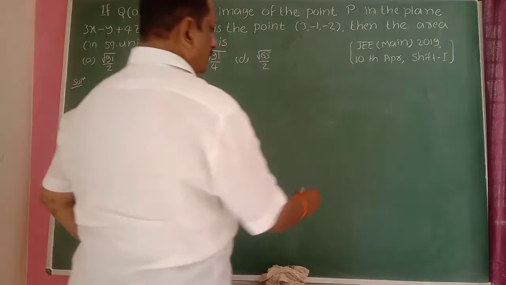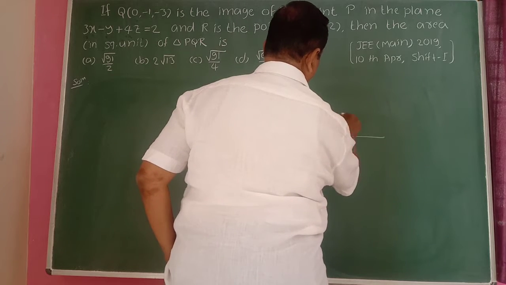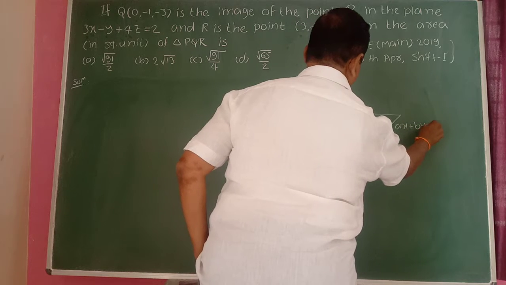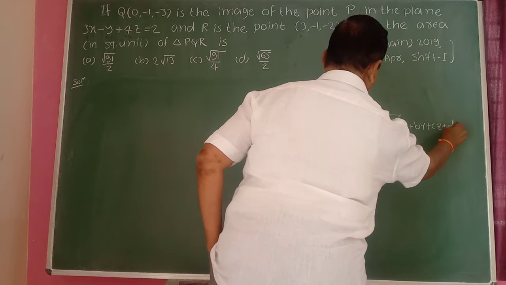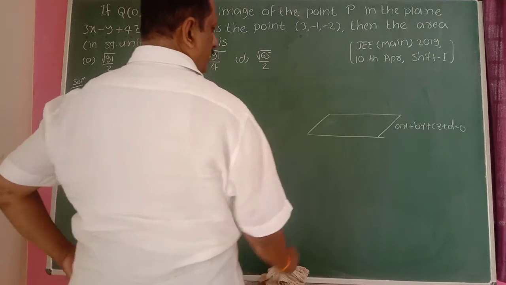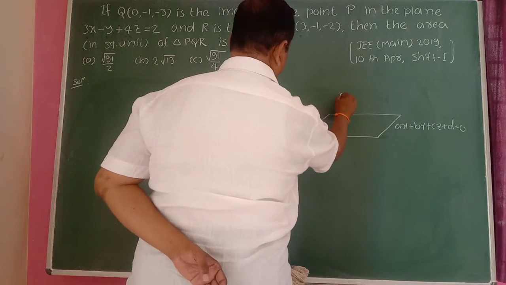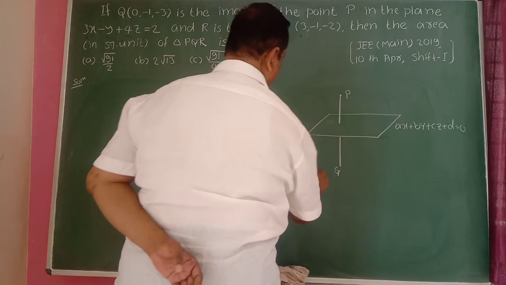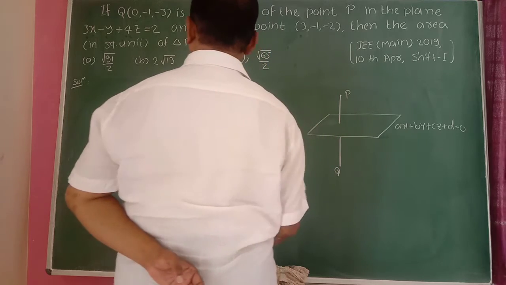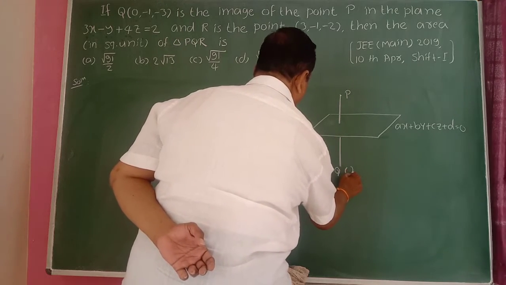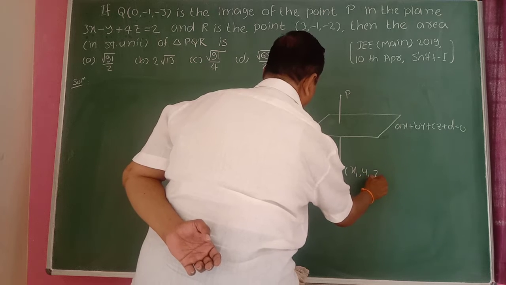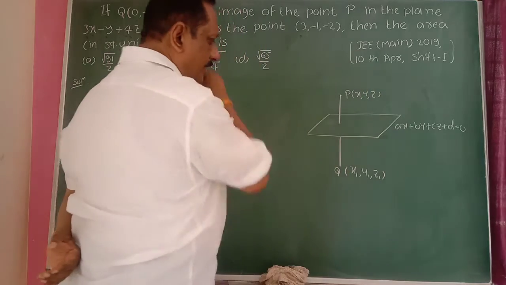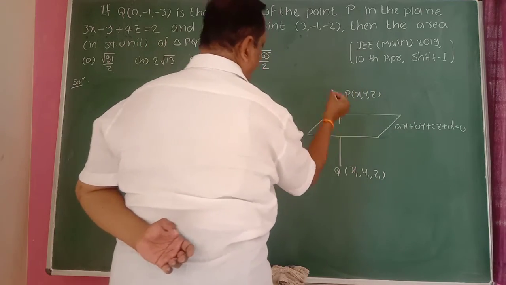Suppose there is a plane here. The equation of the plane is ax + by + cz + d = 0. Take points P and Q, where Q is the image of the point P. Their coordinates are given. Consider this point as (x1, y1, z1) and this point as (x, y, z). Here P is the image of the point Q.